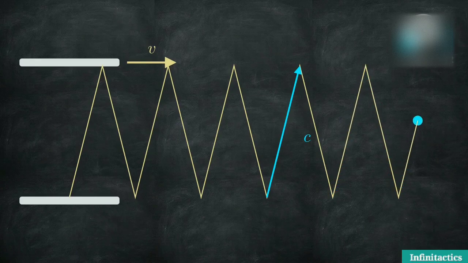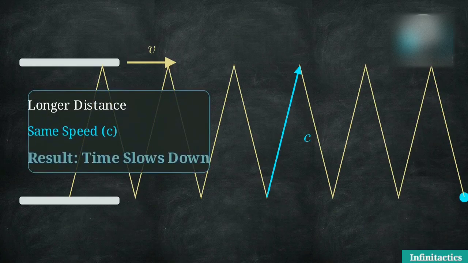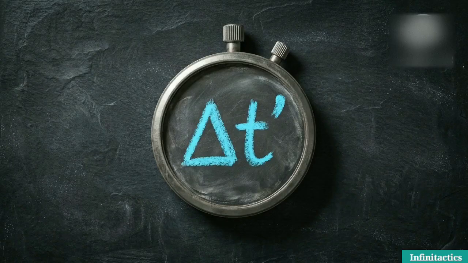But Einstein's rule forbids that. The speed of the photon along that elongated diagonal path remains exactly c. It doesn't get a speed boost from the moving clock. The photon is covering a significantly longer physical distance, and it is doing so at the exact same speed limit. Therefore, the duration of this tick must be longer. We will call this stretched moving time delta t prime.